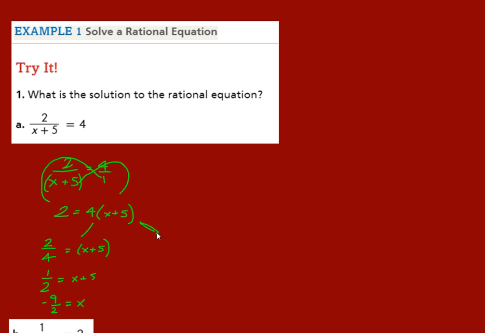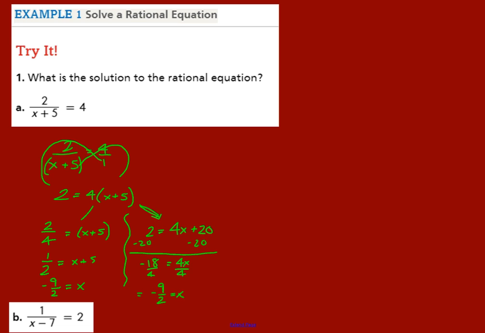But the other way to do it would be to distribute. So I'll show you the other way. We'll have 2 equals, and then when we distribute the 4, we get 4x plus 20, and now it's just a simple solving. Over here, we divided by our coefficient and got 2/4, and here we're going to distribute. It's going to end up the same thing, just this is going to take longer. We subtract 20, get negative 18 equals 4x. Divide by 4, divide by 4, you get negative 9/2 equals x. Same answer both times. We'll do part B in class together.